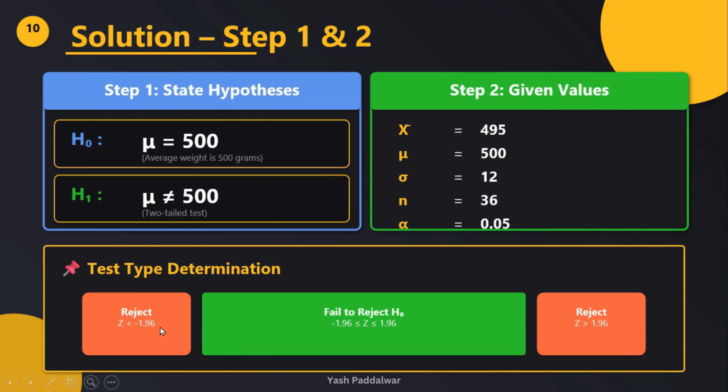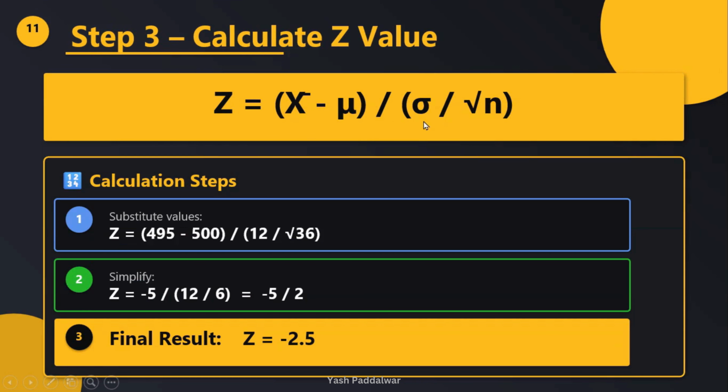So as per the critical Z value, which is plus or minus 1.96, if the Z value you get after computing all these values from the formula lies between minus 1.96 and 1.96, you simply accept the null hypothesis. Otherwise, you reject the null hypothesis and you accept the alternate hypothesis. So in step 3, we'll be calculating the Z value by putting all these values in the formula. X bar is 495 minus 500 divided by 12 by square root of 36. Computing all this, you get the Z value as minus 2.5.